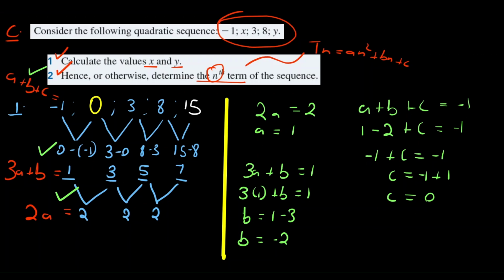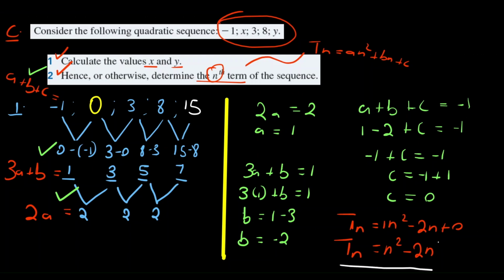And therefore, our general term is Tn is equal to our a value, which is 1, so 1n squared, our b value is minus 2n, and our c value is 0. Therefore, Tn is equal to n squared minus 2n is our general term.